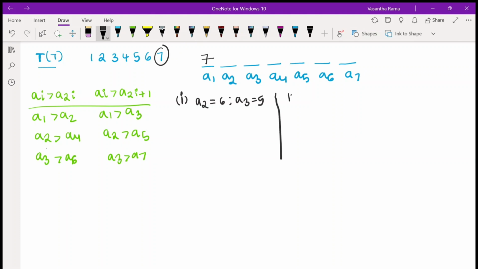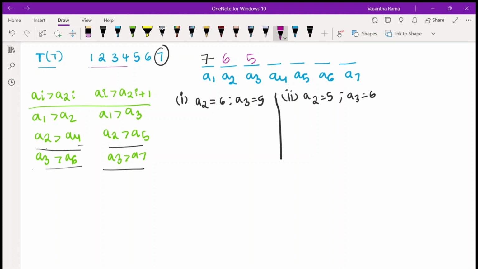Our case 2 will be A2 is equal to 5 and A3 is equal to 6. The thing that you have to observe here is A2 must be greater than A4 and A5, whereas A3 must be greater than A6 and A7. So if A2 was filled with 6 and A3 was filled with 5, A4, A5, A6 and A7 must be filled with 1, 2, 3 and 4.